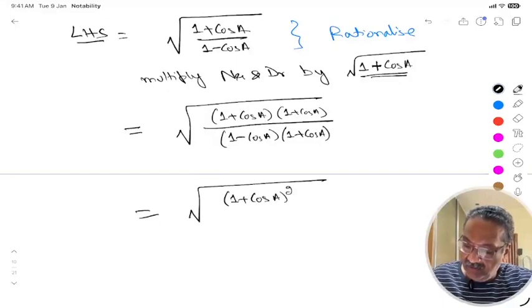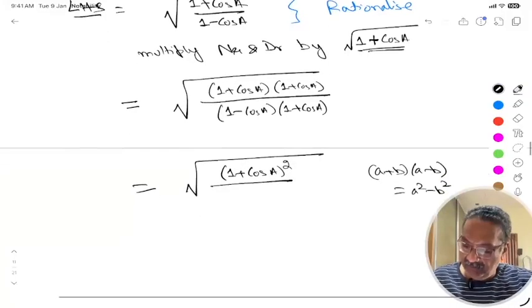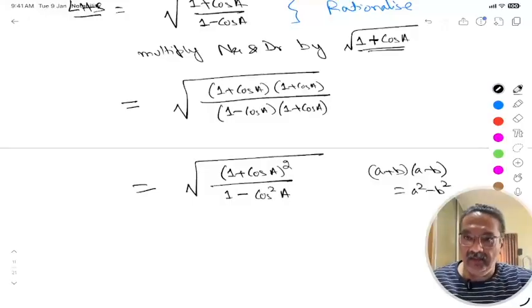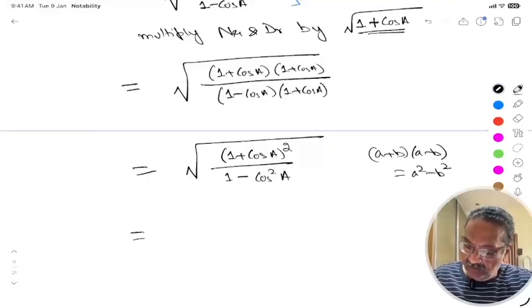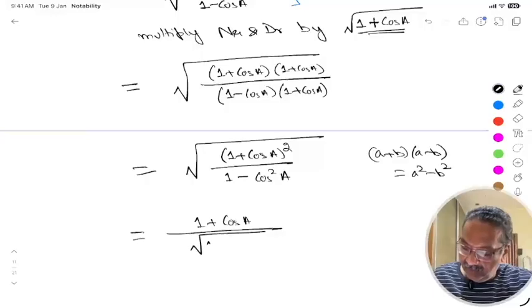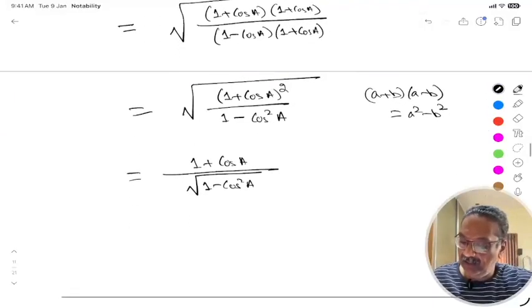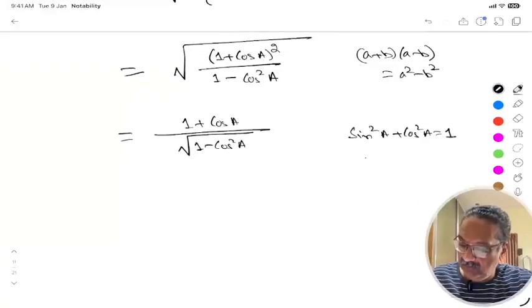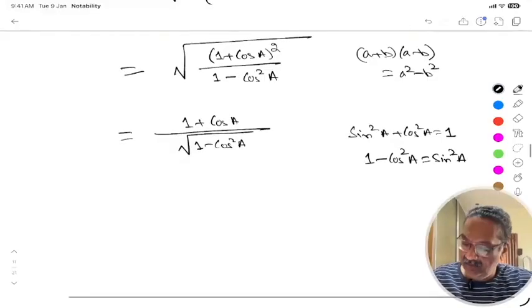So this we get square root of 1 plus cos A whole square divided by, see, A plus B into A minus B is equal to A square minus B square, which is 1 minus cos square A. Alright, so this is nothing but numerator, square root gives 1 plus cos A, divided by square root of 1 minus cos square A. We know the identity sin square A plus cos square A is equal to 1. Therefore 1 minus cos square A will be equal to sin square A. So this we substitute here.